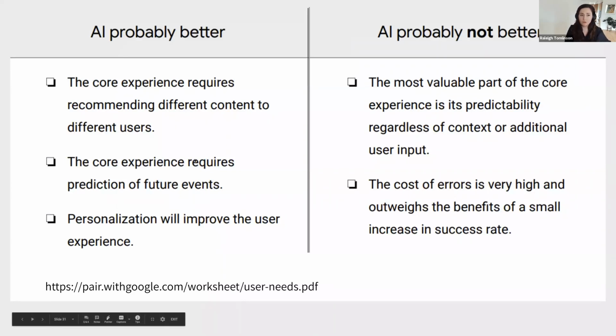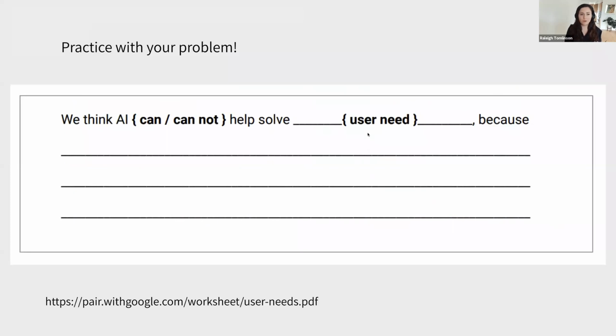And so these are a few. AI is probably better if the core experience requires recommending different content to different users, prediction events, and personalization, in terms of, they did this activity, so we can expect this activity. But AI is probably not better if the most valuable part of the experience is regardless of the data, or the cost of errors is very high and outweighs the benefit of a small increase in data access and success. So practice with your problem.